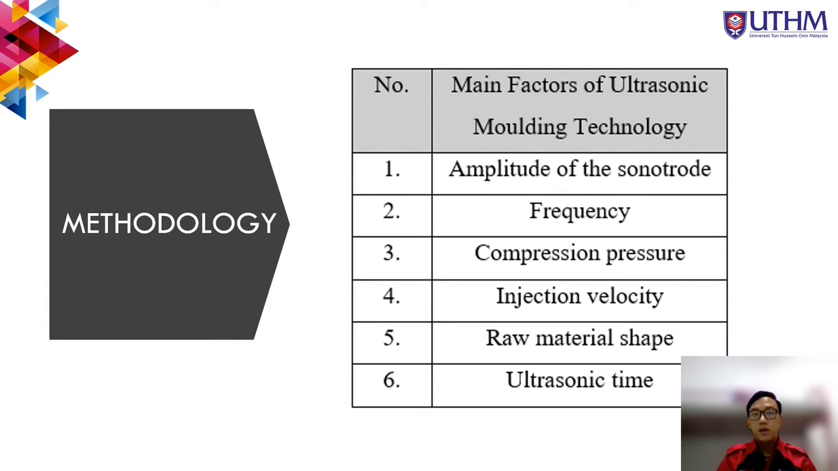We have identified 10 articles and journals connected to the plastic manufacturing process. Then we chose one of the 10 articles that was relevant to ultrasonic molding technology. Therefore, we found out the main factors of the ultrasonic molding technology, which are the amplitude of the sonotrode, frequency, compression pressure, injection velocity, raw material shape, and ultrasonic time.